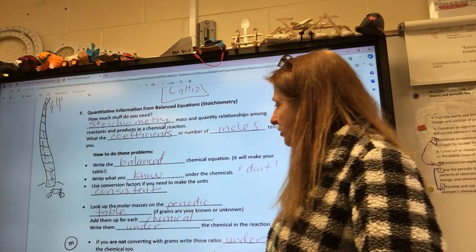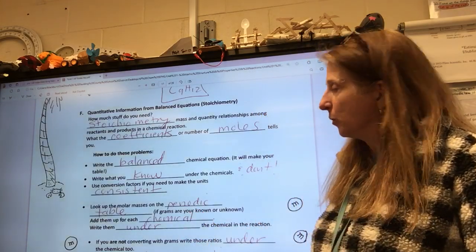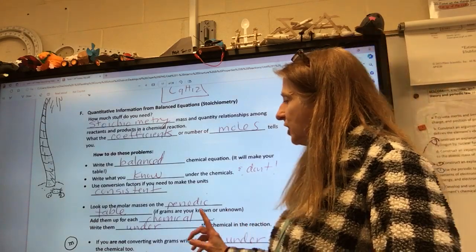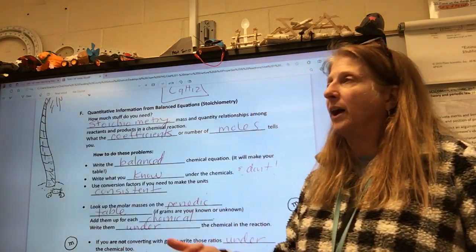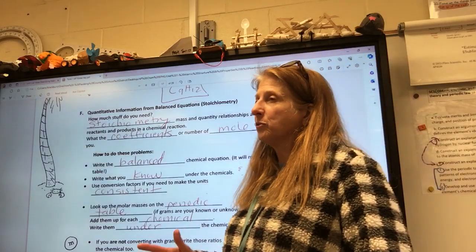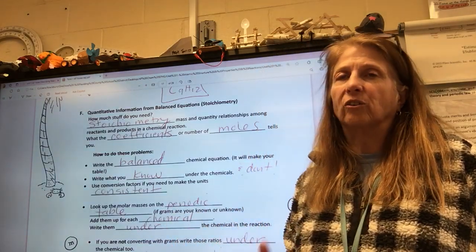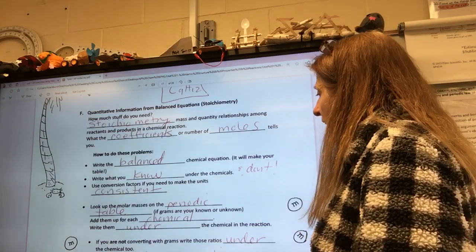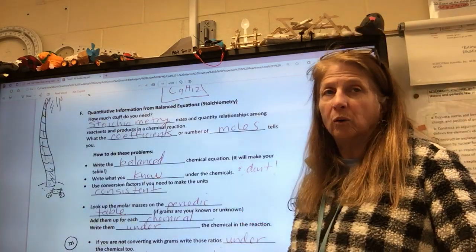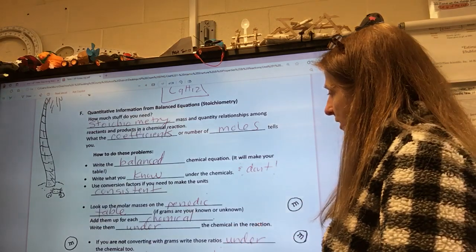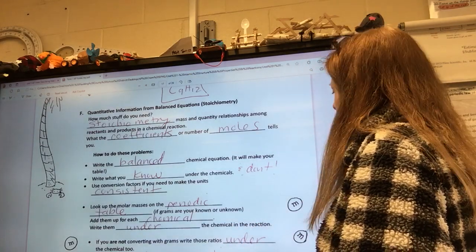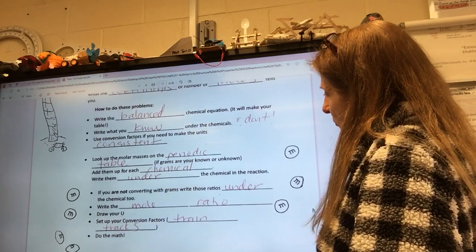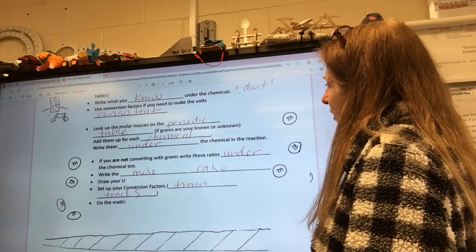You add them up for each chemical and write them under the chemical in the reaction. If you're not converting with grams, write those ratios under the chemical too. Sometimes you write Avogadro's number. Sometimes you write 22.4 if it's liters of gas. Do you remember that? Those numbers? Okay, good. And then you write the mole ratio, the coefficients as a ratio. You draw a U to know the order you're supposed to multiply in. You set up your conversion factor train tracks, and then you do the math.